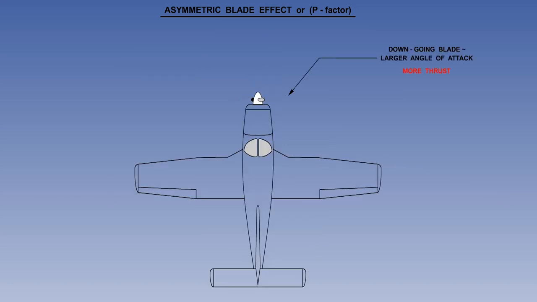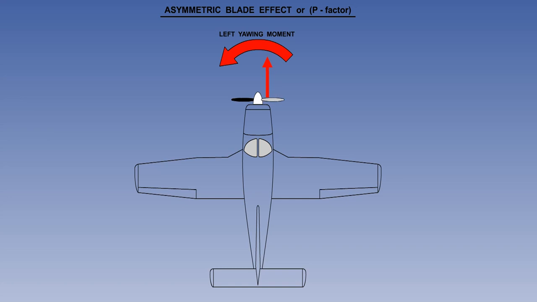If we view a single-engine aircraft from above, we can see the result of asymmetric blade effect. More thrust on the side of the downgoing blade, less thrust on the side of the upgoing blade. Therefore, the thrust line is displaced slightly to the right of the propeller shaft, which generates a left yawing moment.